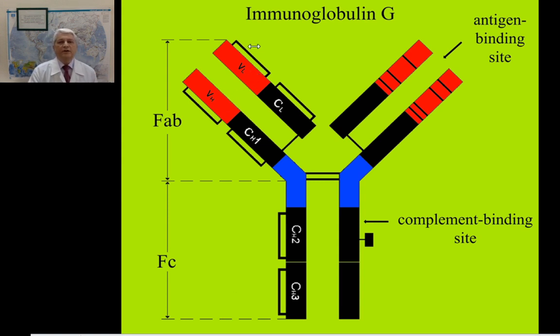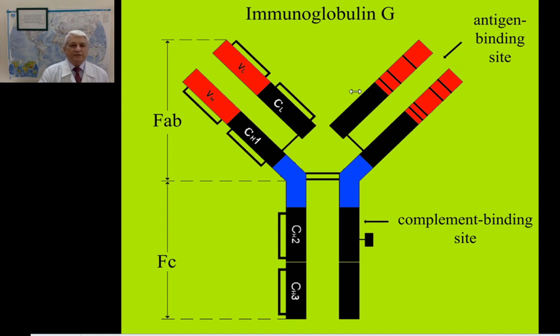Why these two domains here and two domains here are very variable? Because there is an antigen binding site between these two domains, and you understand that antigen binding site in each immunoglobulin must be different, because different immunoglobulins can specifically react with different antigens, and this specificity depends on the structure of the variable domains.